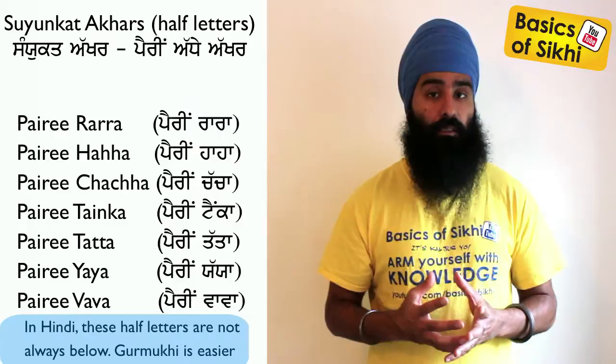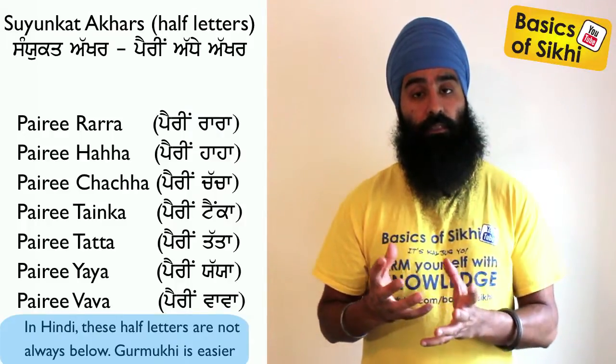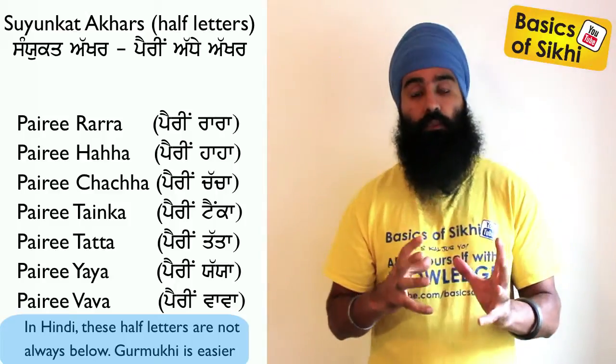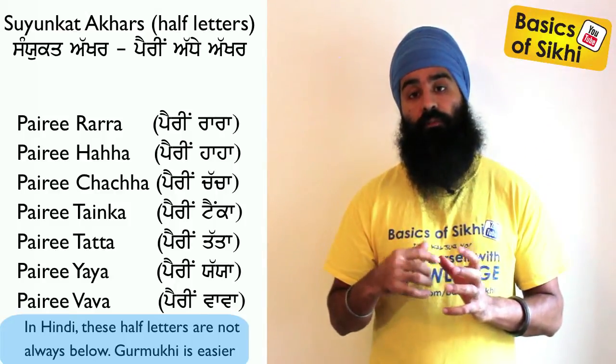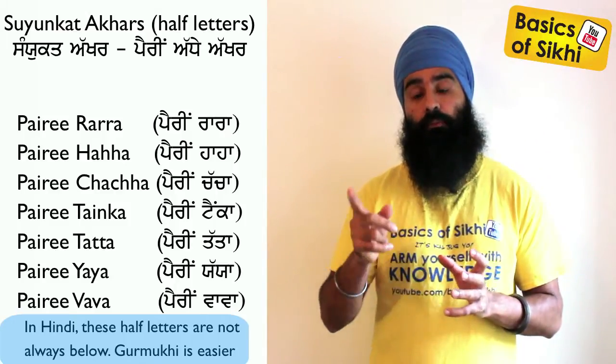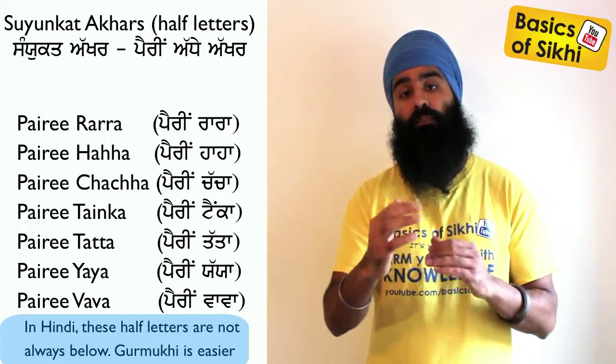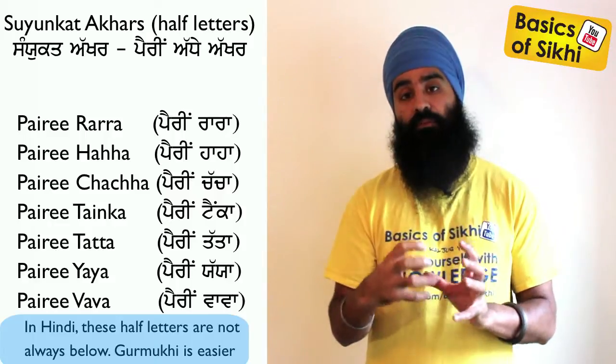Now in Hindi, there's a lot of these adda akhars, but they are written inside the word itself. So the word kaka, if it was ever half a kaka in Hindi, it would come as a half a letter. But Gurmukhi's made it simpler, you see. Maharaj put them at the foot, so you can see that they're separate from the word itself.